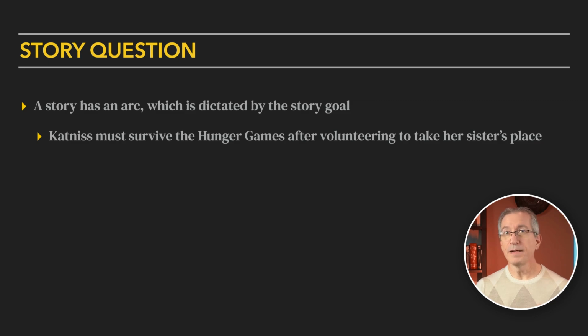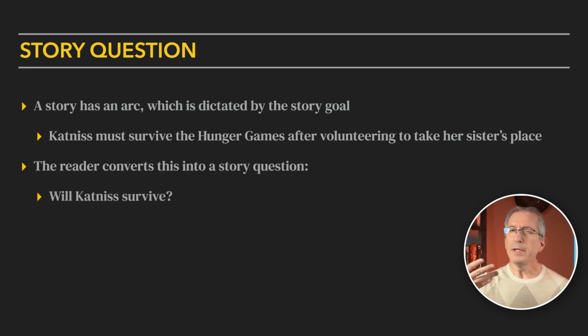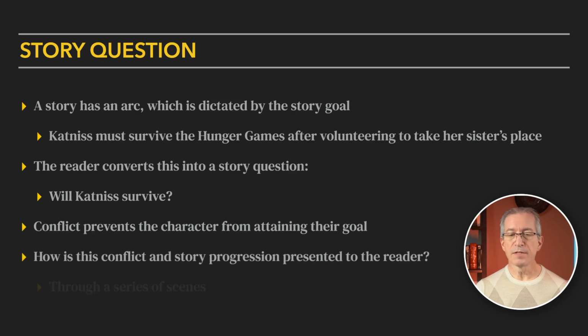And so Prim, Katniss' sister, is 12 years old. It's her first year of eligibility, and she's chosen. And Katniss knows Prim will die if she goes to the games, and so Katniss volunteers to take her place. And the reader converts that without thinking into a question. Will Katniss survive the games? Conflict prevents the character from attaining their goal. How is this conflict and story progression presented to the reader? Through a series of scenes.